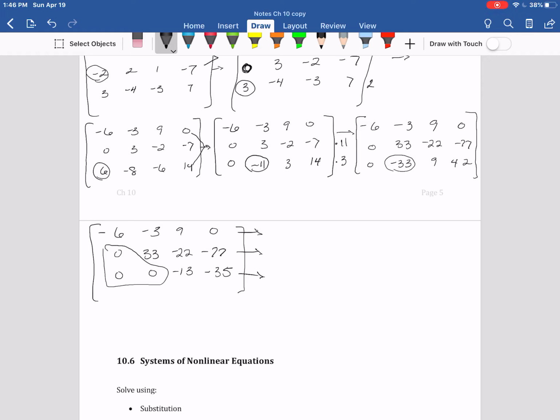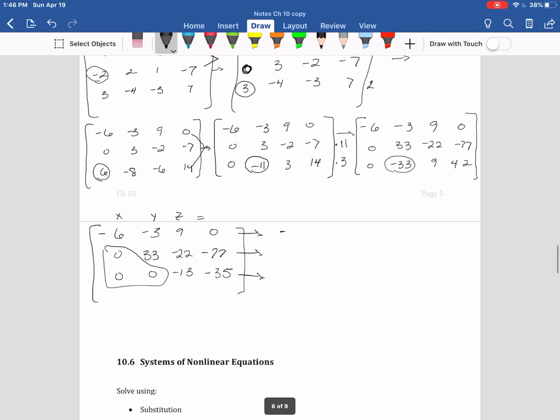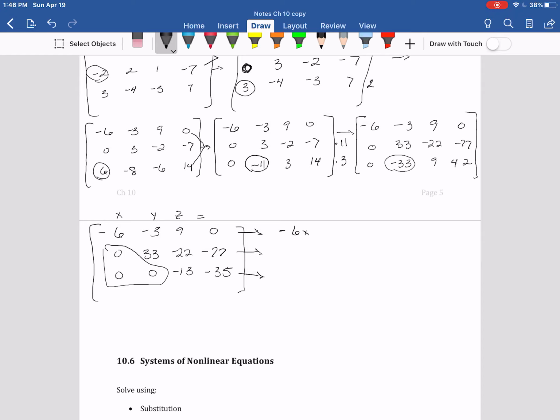So don't forget the order of your variables. The first column came from x, the second column y, the third column z. Here's your equal sign and then your constants. So I'm using that same setup now when I write my equations. Negative 6x minus 3y plus 9z is equal to 0. Followed by 33y, because the x is gone, minus 22z is equal to negative 77. And then on that third line, I just have z. Negative 13z is equal to negative 35.